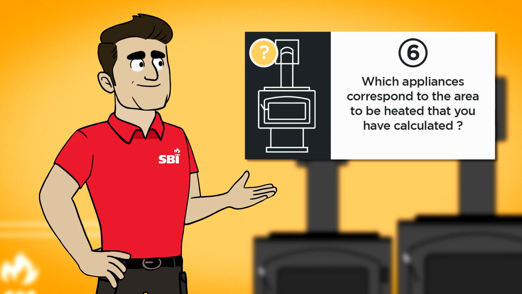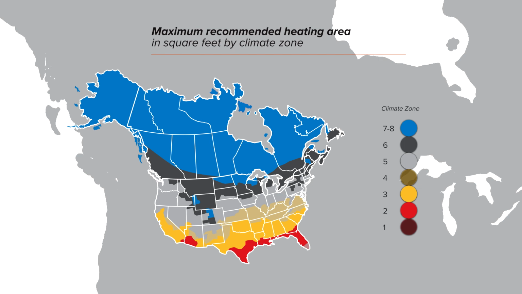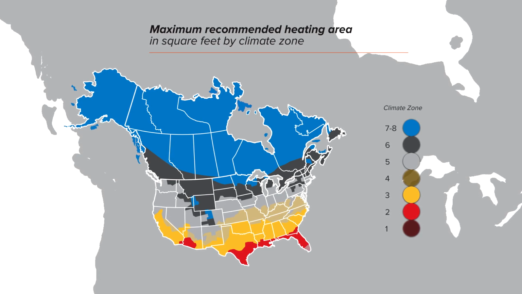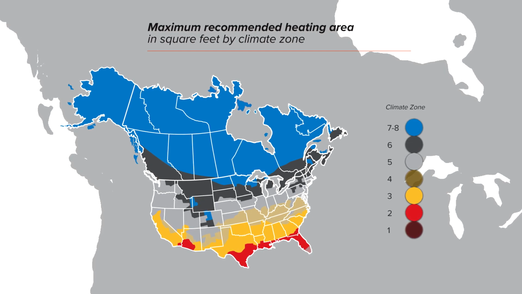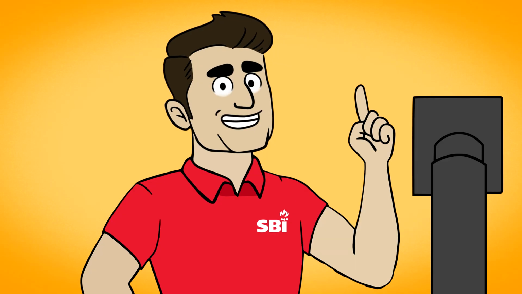Which appliances correspond to the area to be heated that you have calculated? The harsher the winter, the more you will need a high-performance wood stove to be comfortable. On the manufacturer's website, you will find the recommended area map by climate zone. This map will allow you to combine your climate zone, the actual area to be heated, and the appliances recommended for this space. Remember, it is recommended to consult the manual of the wood stoves you're interested in to ensure that the requirements for use and installation are suitable for you.